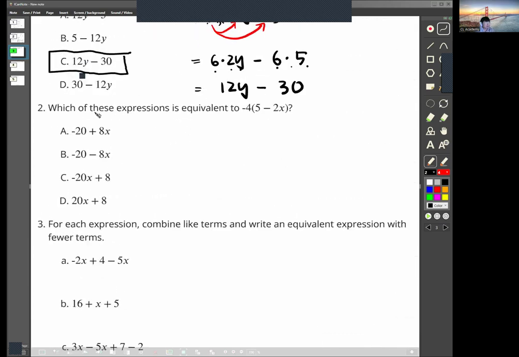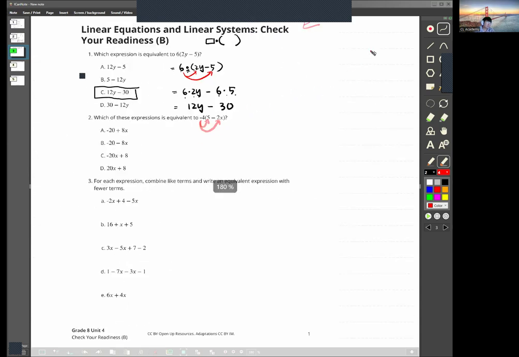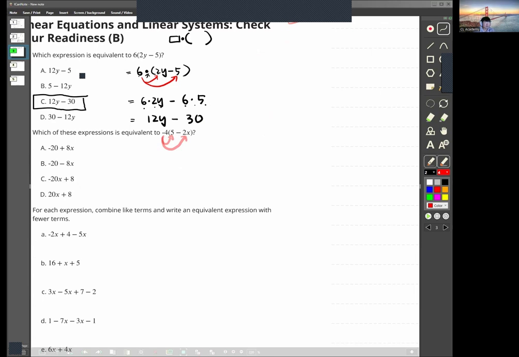Which of these expressions is equivalent to -4 times (5 minus 2x)? Again, another distributive property. I can distribute -4 to 5 and -4 to -2x. Before doing it, some of you get confused with negative times negative, negative times positive, positive times negative, and positive times positive. Negative times a negative is positive. Negative times a positive is negative. Positive times a negative is negative. Positive times a positive is positive.